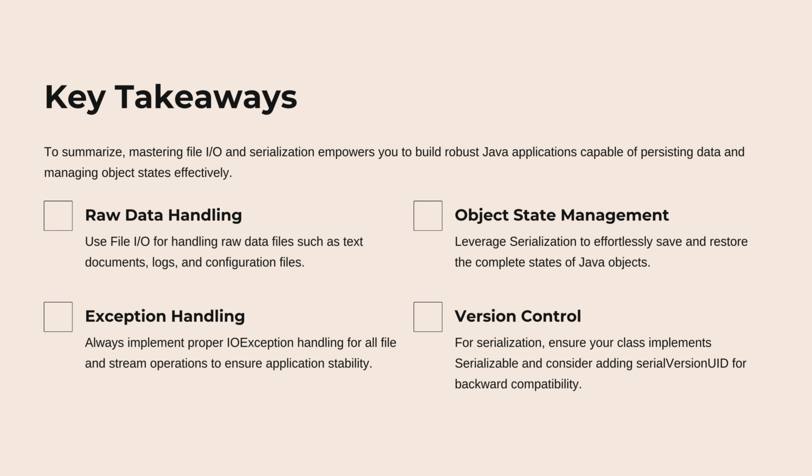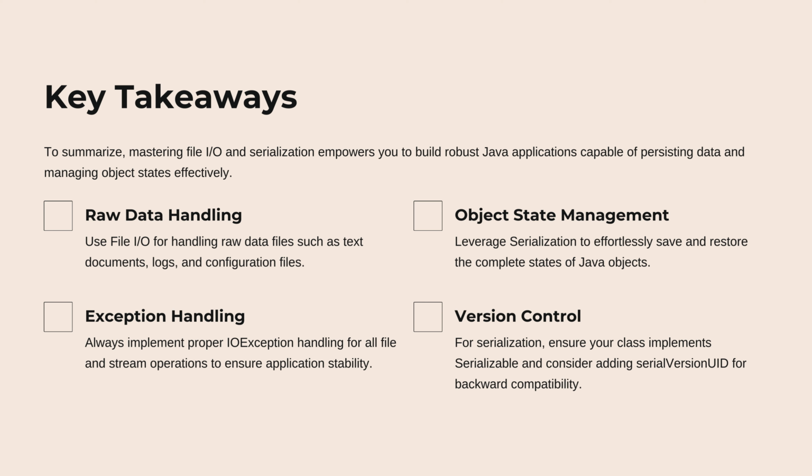Key takeaways. To summarize, mastering file I/O and serialization empowers you to build robust Java applications capable of persisting data and managing object states effectively. Raw data handling: use file I/O for handling raw data files such as text documents, logs, and configuration files. Object state management: leverage serialization to effortlessly save and restore the complete states of Java objects.